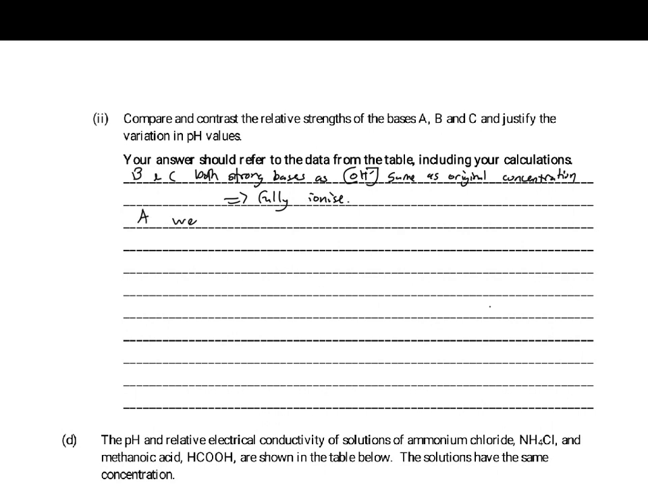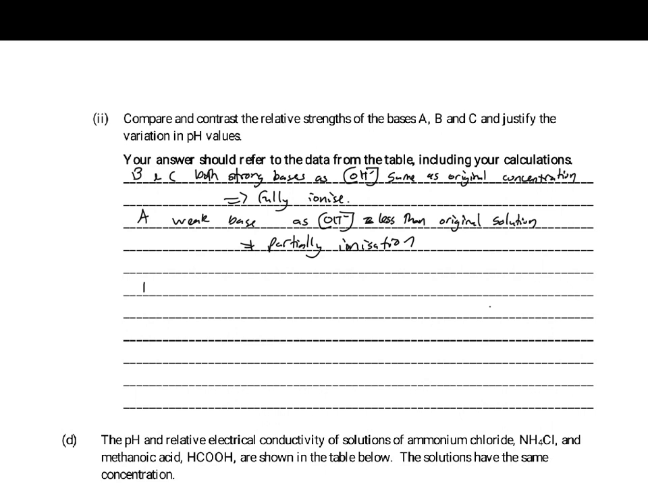A, on the other hand, is a weak base. And we can tell that because the concentration of hydroxide ions is less than the original solution. Okay, so it's only partially ionized. Okay, so only some of them actually produce hydroxide ions. Okay, so that gives us a couple of things to compare.